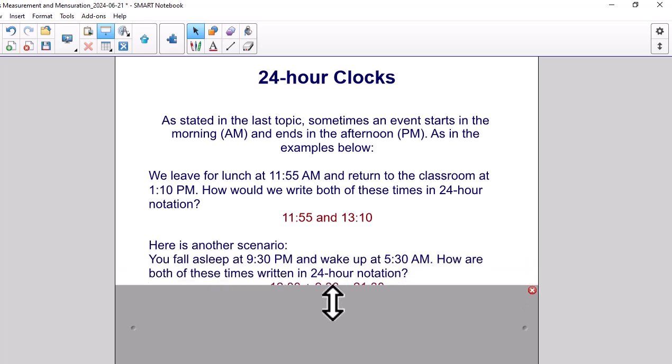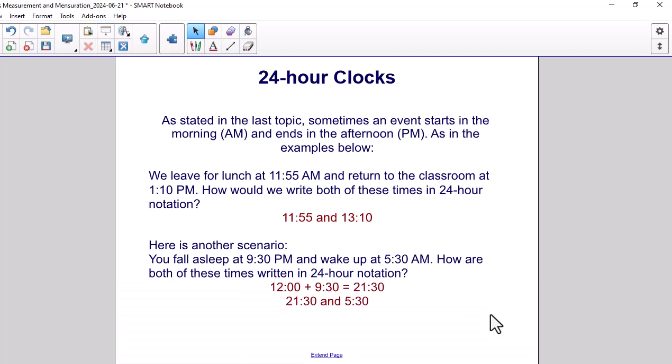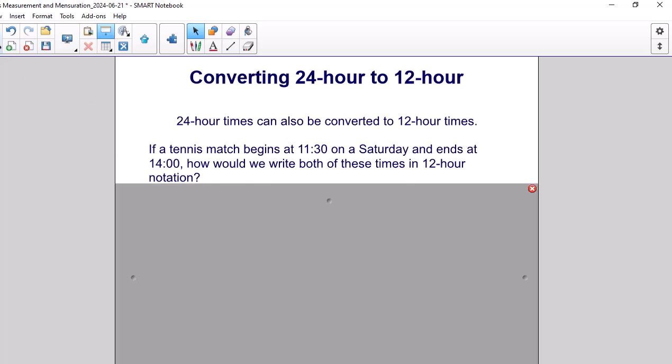Here's another scenario. You fall asleep at 9:30 p.m. and wake up at 5:30 a.m. How are both of these times written in 24-hour notation? Well, for 9 p.m., you would add 12. 12 plus 9 is 21, so 9:30 would be 21:30 on a 24-hour clock. 5:30 a.m. remains the same. So 9:30 p.m. would be 21:30, and 5:30 a.m. would remain 5:30.